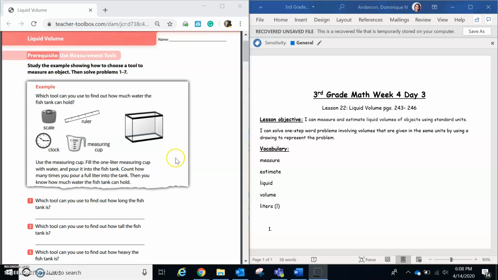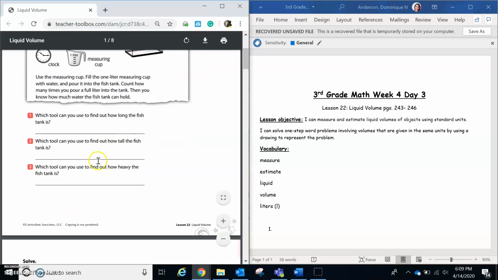No. Remember a measuring cup, that's what I showed you yesterday, where you could pour water in, and remember mine went all the way to 2 cups, and then I could pour it into the bucket. That was our example from yesterday. Would this help us to tell us how much water is in the tank? Yes, so let's read. It says use the measuring cup. We were correct. Fill the 1 liter measuring cup with water and pour it into the fish tank. Count how many times you pour a full liter into the tank, then you know how much water the fish tank can hold. So if I put 1 liter of water in here and I pour it in the tank, that's 1 liter. If I fill it up again, that's 2 liters, 3 liters, and so on until it's filled up.